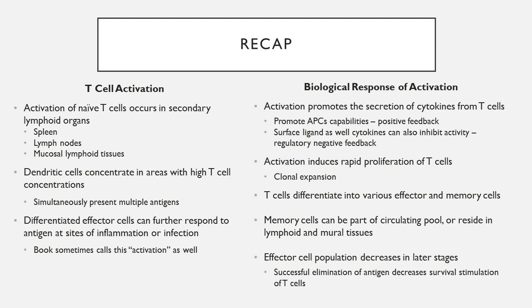We also know that once activated, the fully differentiated effector cells can go to the sites of inflammation or infection and further respond to antigen and stimulation by antigen presenting cells there. Sometimes confusingly, I think the book uses activation in this case as well, so I'm going to be trying to be really careful in this particular chapter not to use activation as just a catch-all word. So for the purposes of this chapter, activation is the process of going from naive to differentiated and activated effector T cells, and then those T cells can further respond to antigen in order to carry out their effector functions. So it's always continuously necessary that they respond to antigens in order to perform their jobs.